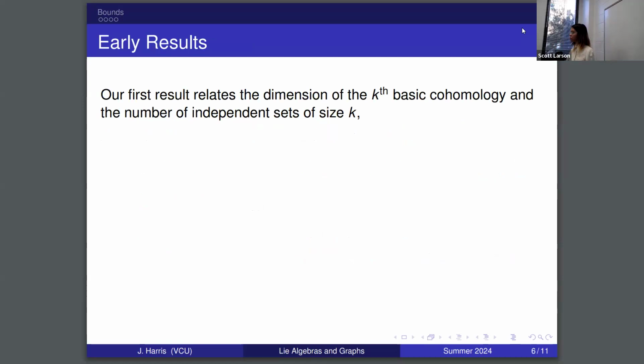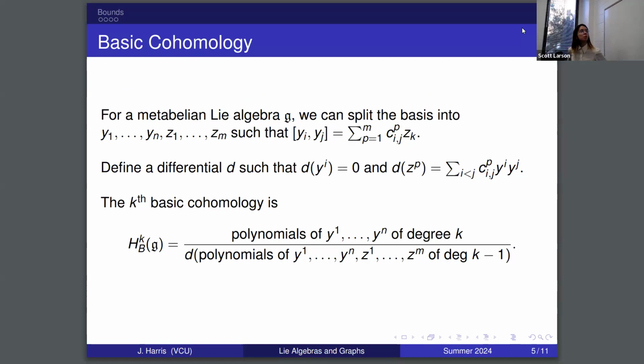Sorry, can you go back? Yeah. In your formula where it's the bracket of yi, yj equals this stuff, should that be zp? For the C? Okay. It's zk, but I think there's no k. I think maybe we want it to be p, is that right? Then the formula on the... Mhm, I see.